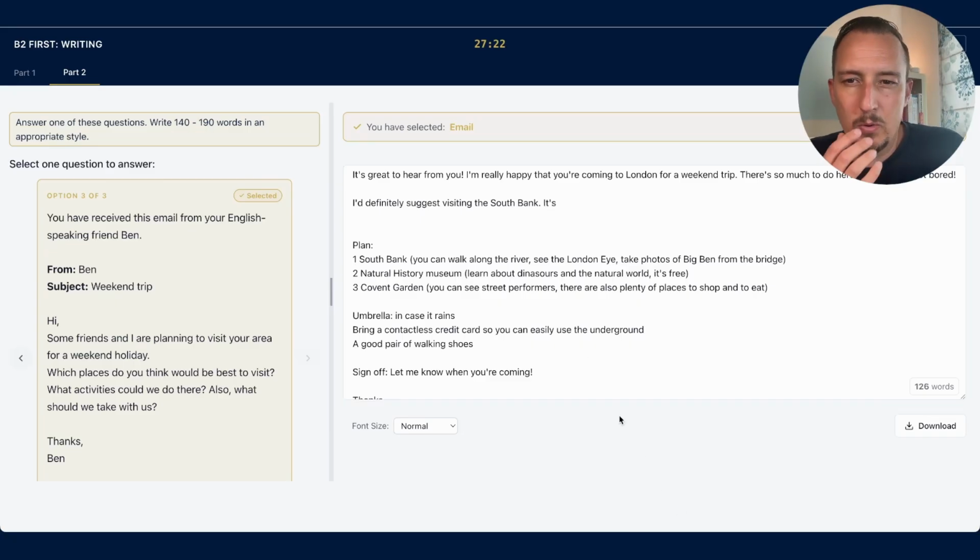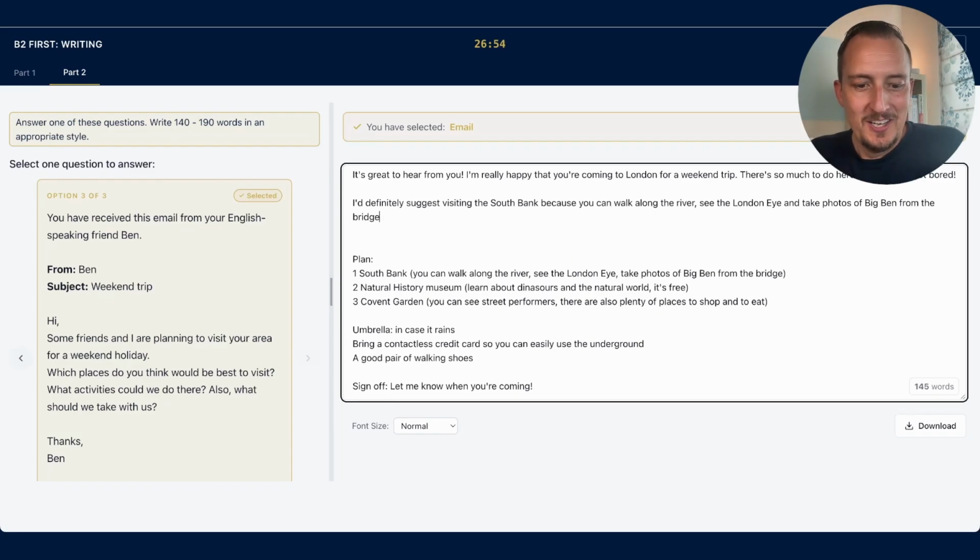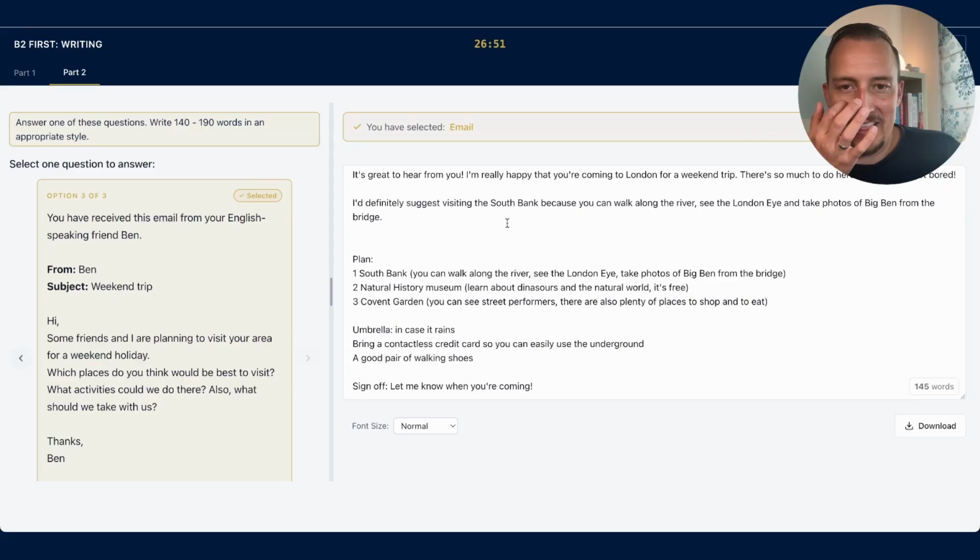It's a great place. Well, no, not maybe it's a great place. Definitely visiting the South Bank. How can we say this? Walk along the river. Oh, why not keep this simple as one sentence? Because, okay, I definitely suggest visiting the South Bank because you can walk along the river, see the London Eye, and take photos of Big Ben from the bridge. Excellent. That's a nice way, I think, of saying it. Just make sure to take photos of Big Ben from the bridge.